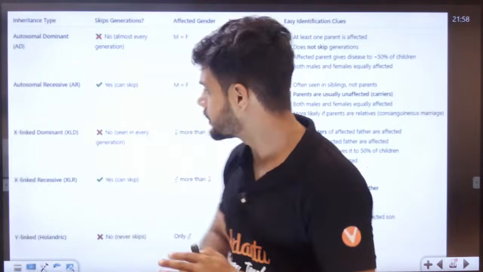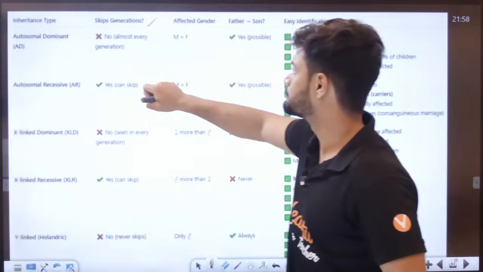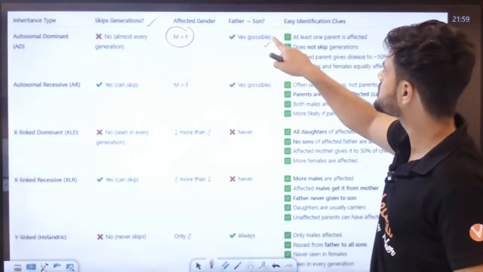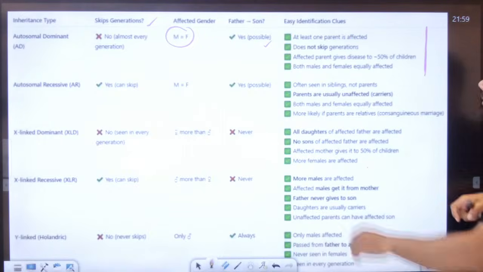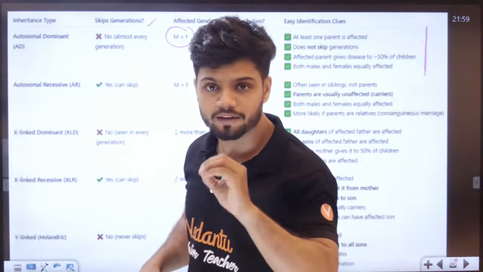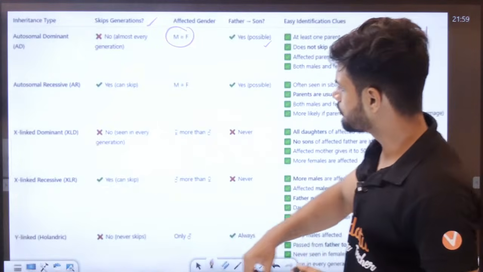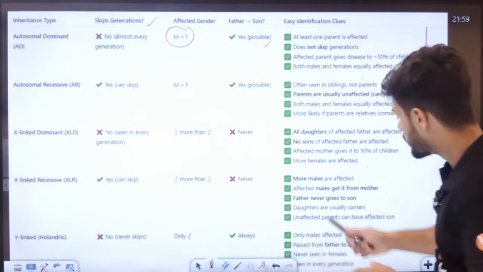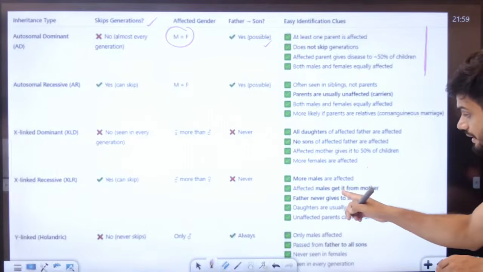Here it says autosomal dominant: skips generations, never. Affected individuals, both sexes are equally affected. Father to son transmission is possible. All the special easy identification clues are given here, on how to identify this disease. Let me read for you. For X-linked, what happens, students? More males are affected here. Affected males get it from the mother.